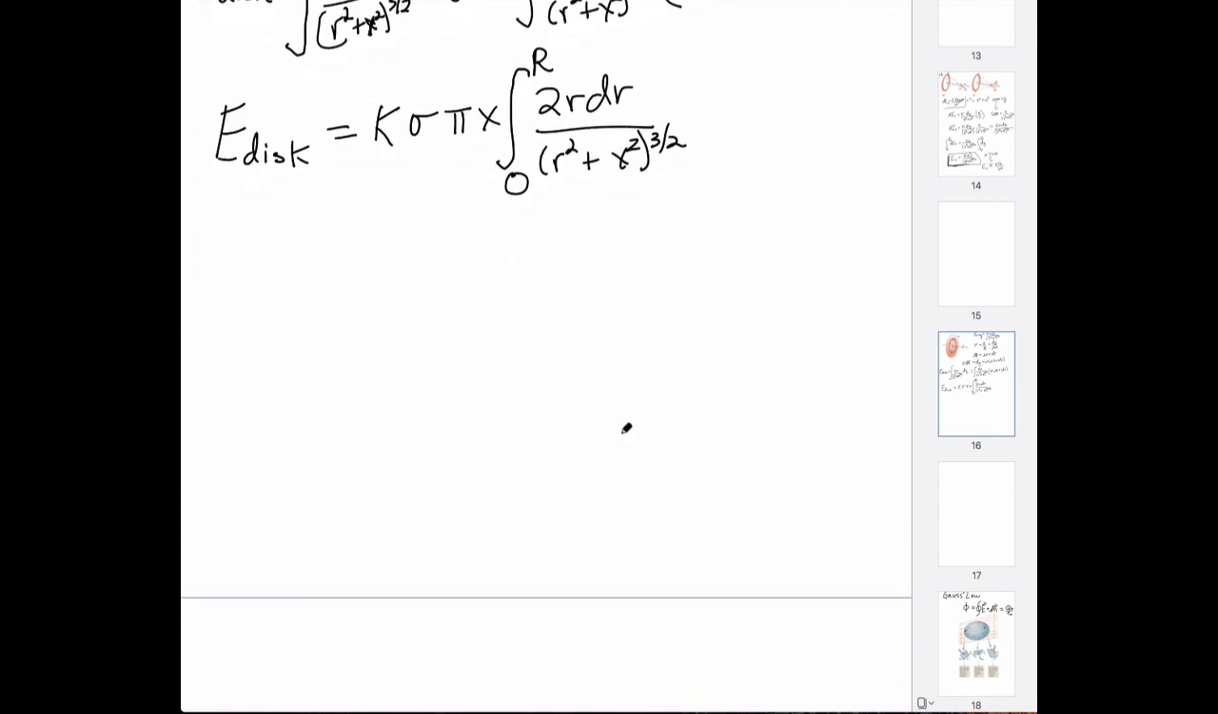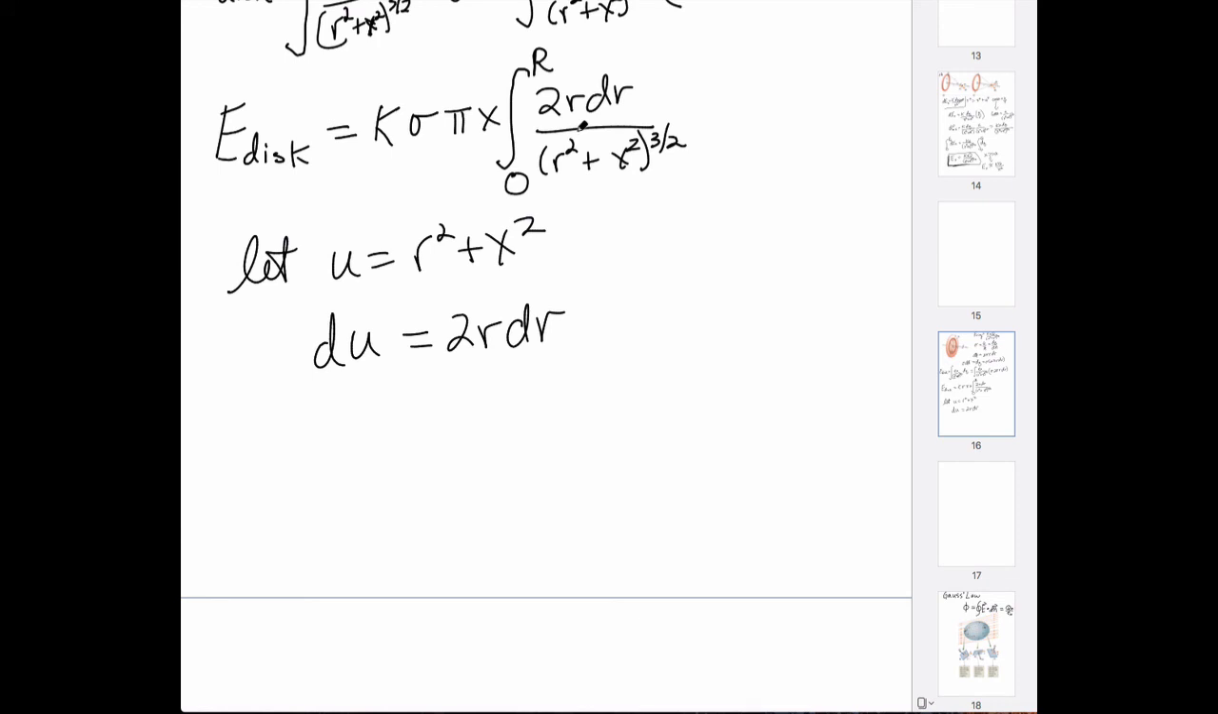So let's do this thing. There are a lot of ways to do it, but what makes the most sense to me is to use u substitution. So I'm going to let u equal r squared plus x squared, which means that du is 2r, since the derivative of x squared is 0 with respect to r. x is a constant no matter what. So that means du is 2r dr. Okay, so I've got u, I've got du, and I can now make this integral work.